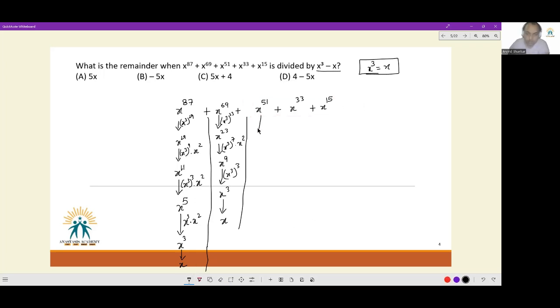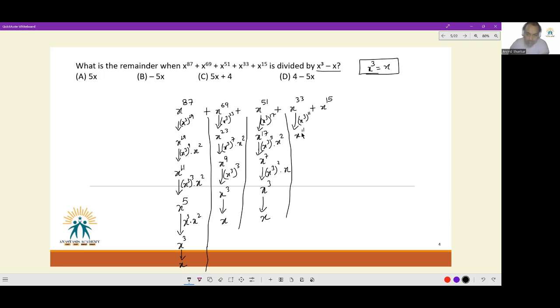Now here, it will come down to x raised to the power 17, because x cube raised to the power 17. Then it will come down to x cube raised to the power 5 into x square, or x raised to the power 7. Then x cube square into x, it will turn to x cube or it will turn to x. This is also done. This will come down as x cube raised to the power 11 or x raised to the power 11.